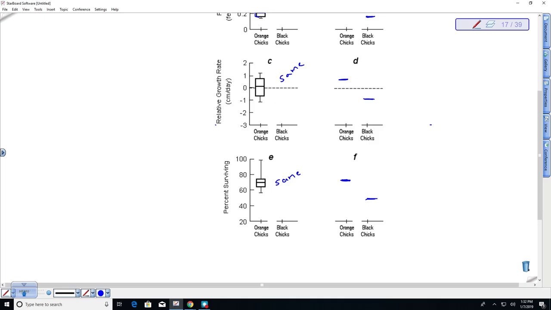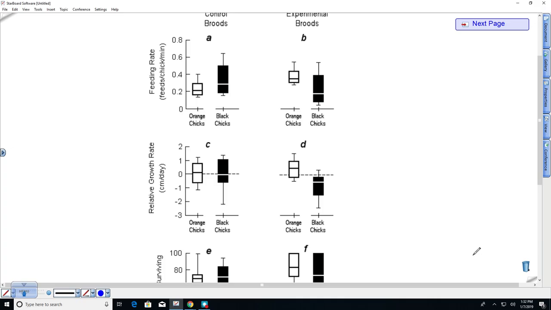Does that make sense to everybody? Okay. So if I look at the results, which are on the next page, this is what we see, right?